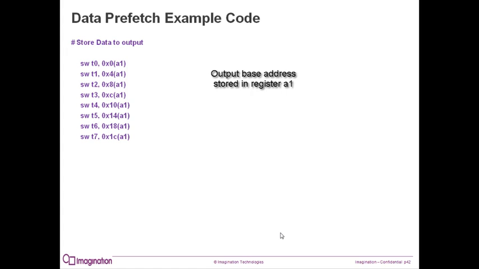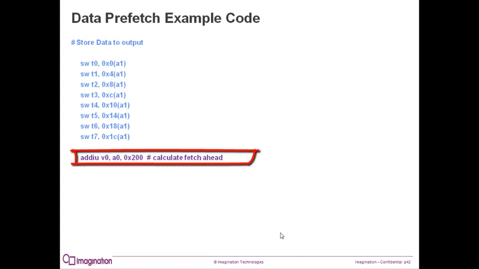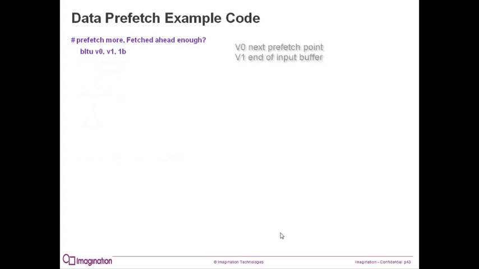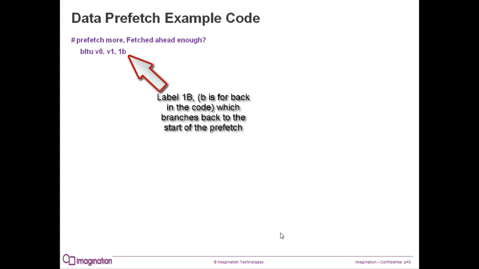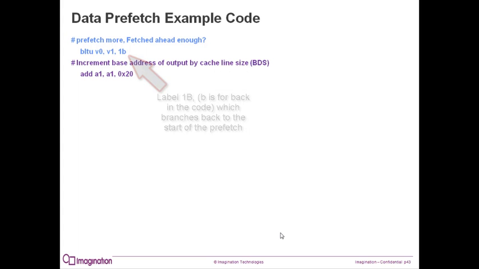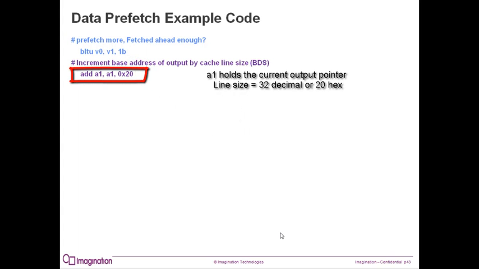Now store a cache line's worth of data to the destination address and increment the next address to fetch ahead. The code checks to see if we have prefetched the entire buffer yet, and if we have not, branch back to the prefetch point. In the branch delay slot, that will always get executed no matter if the branch is taken or not, the code increments the output buffer pointer by a cache line size.